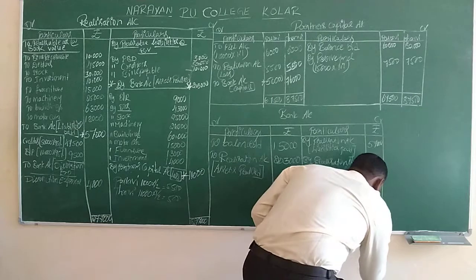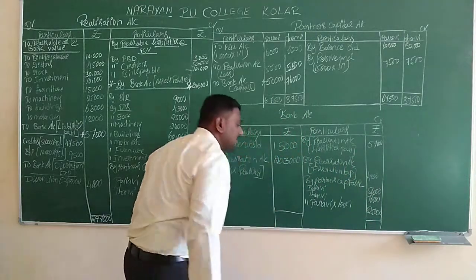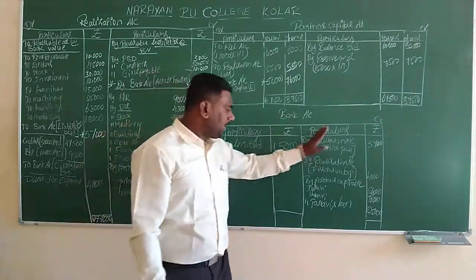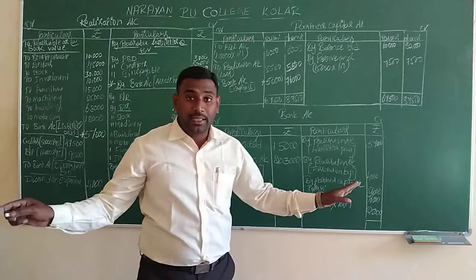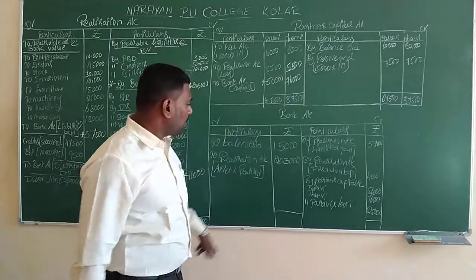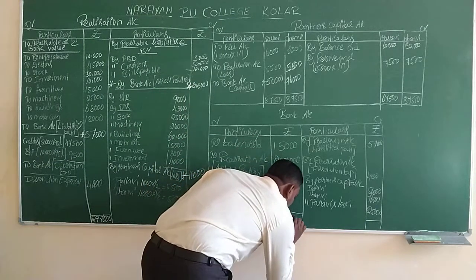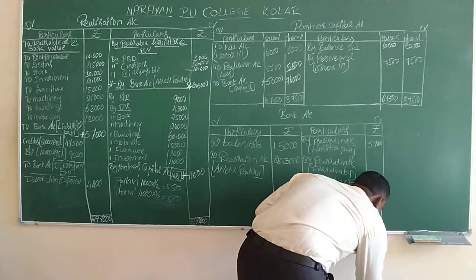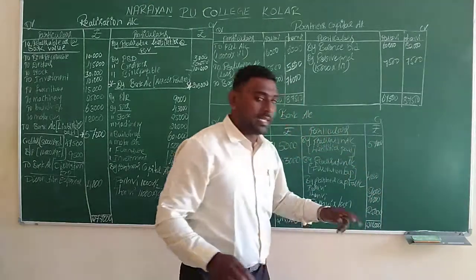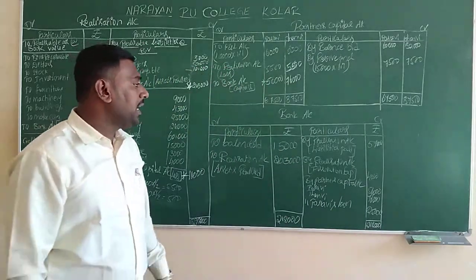Now we have to close the bank account. Both sides should get an equal value. These are the properties which we have, and these are the debts we have to pay. When paying these we will get the equal balance. So here 2,03,000 plus 15,000 is 2,18,000. The same value we write here, 2,18,000. By totaling all these credit side values we will get the same value. We won't get any difference.